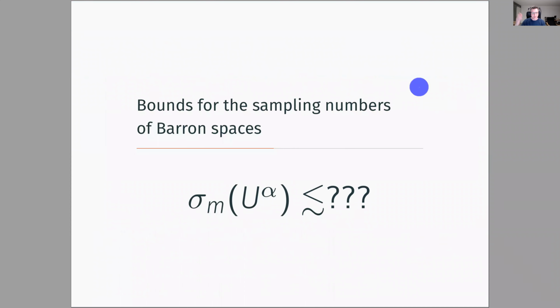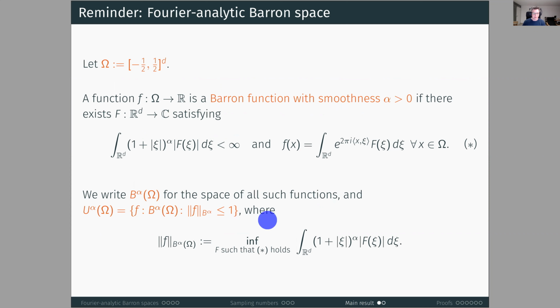Now I want to present the main result that I want to talk about in this talk. And the question now is, how well can we recover from point samples functions in this Fourier-analytic Barron class, or unit ball of the Barron space? Just as a reminder, this is the Barron space again. We say a function is in the Barron space if you can write it as the inverse Fourier transform of some capital F, where capital F satisfies this condition here.